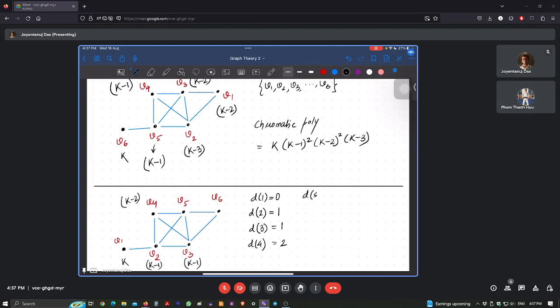Now d5: v5 is adjacent to v4, v2, and v3, so it is 3, and it becomes k minus 3. And d6 is 2 again because it is adjacent to only v3 and v5, so it becomes k minus 2. Same idea, more or less. The polynomial is also the same.